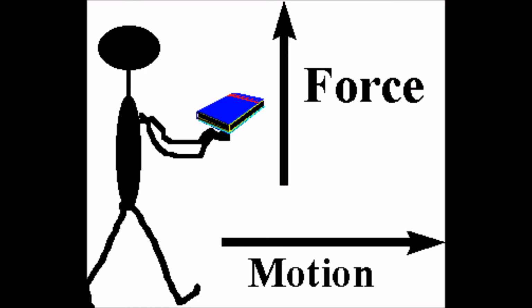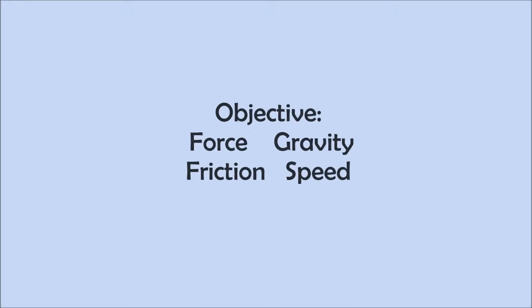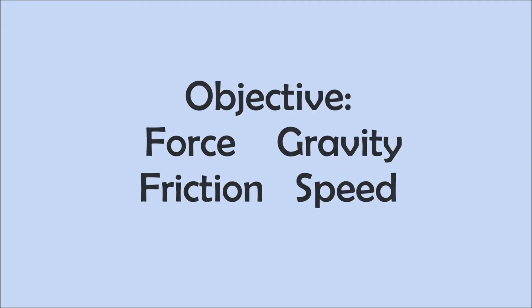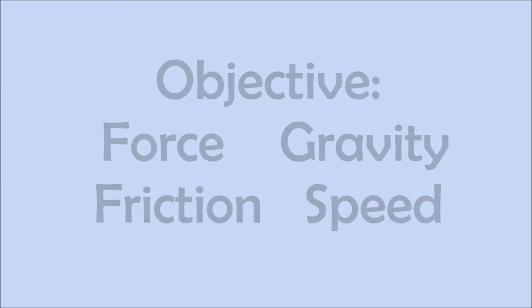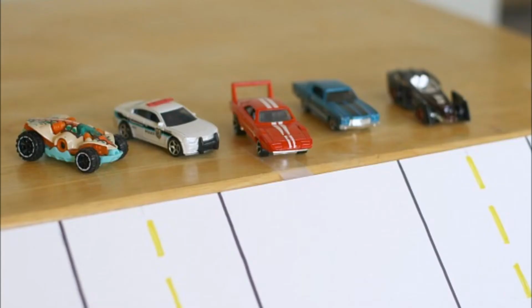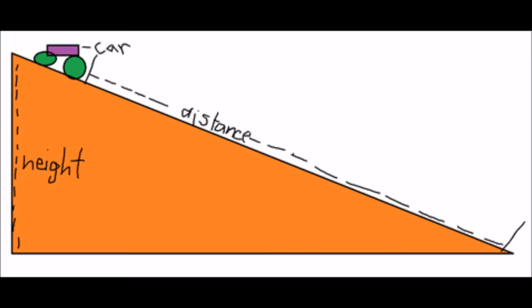So let's begin. The objective of today's lesson is that you will know what force, gravity, friction, and speed do. Along with knowing what those four words mean, we are going to be conducting an experiment over the effects of mass and friction on speed and motion. What that means is that we are going to be building a ramp and we are going to race some cars down it.